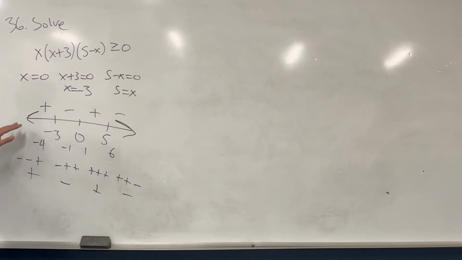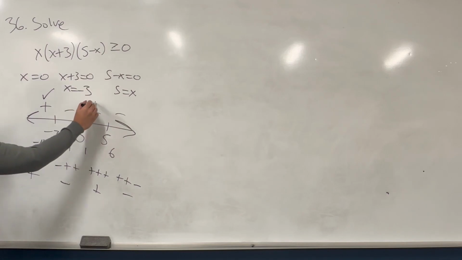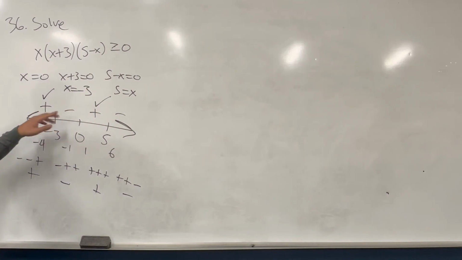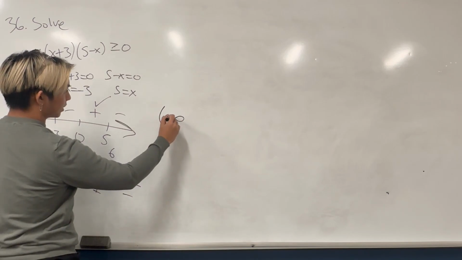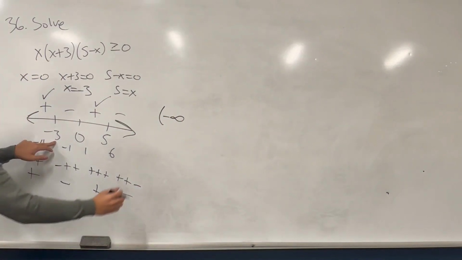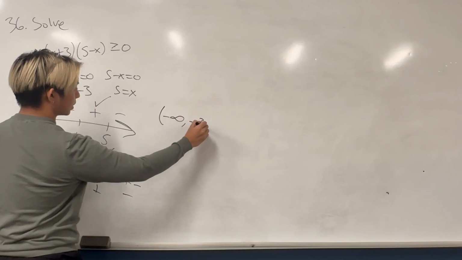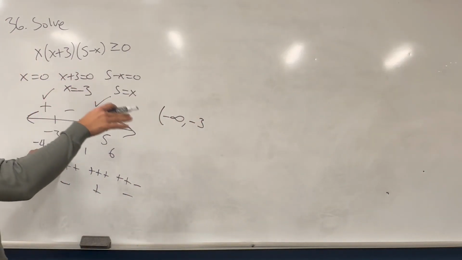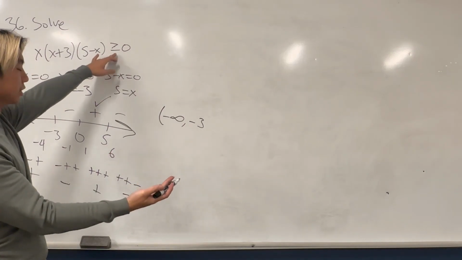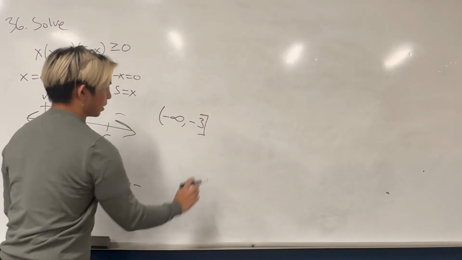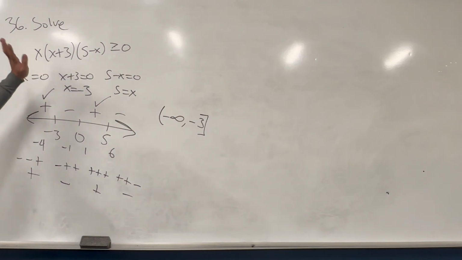And then the question is asking what x's are greater than or equal to 0. So we have this one and this one, because they have to be positive. So how do we write this out? We start from this side, negative infinity, to this point, negative 3. But is it a parenthesis or a bracket? It's a greater than or equal to, so bracket, because we plug that in and we get a 0.